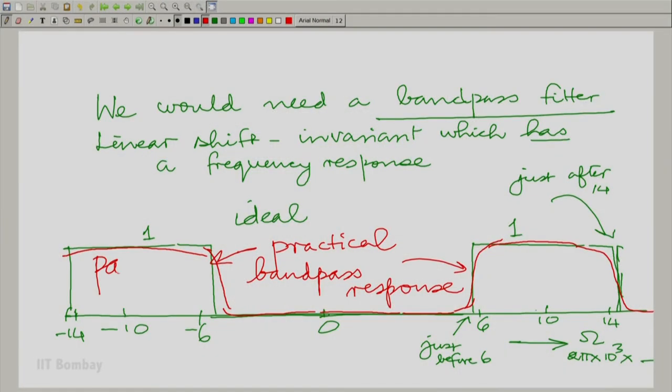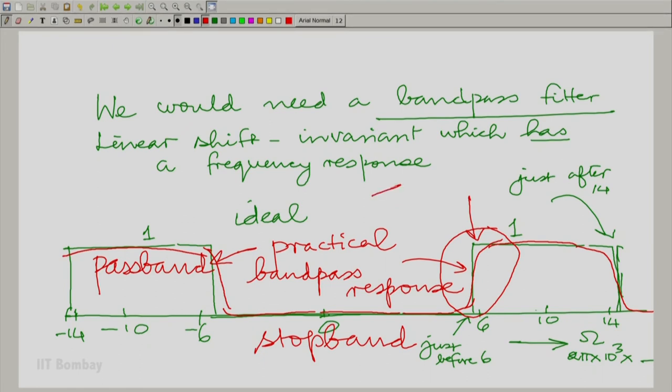Remember, there are three things that make a frequency response practical. Wherever you ideally would have liked it to be flat, you can't make it flat, it must vary slowly. Wherever you want a brick wall, you can't have a brick wall, you will have to have a smooth transition. And wherever you want it to be 0 all along, you can't have it 0 all along, but you can make it small. In fact, there are technical terms that are used for these things, and I would like to state them now. This is called the pass band, the band that you want to pass. This is a part of what is called the stop band. So, by the way, the stop band is not only between minus 6 and plus 6, but it is also after 14. You must not forget that. And this part, where it moves smoothly, the smooth fall off, is called the transition band.